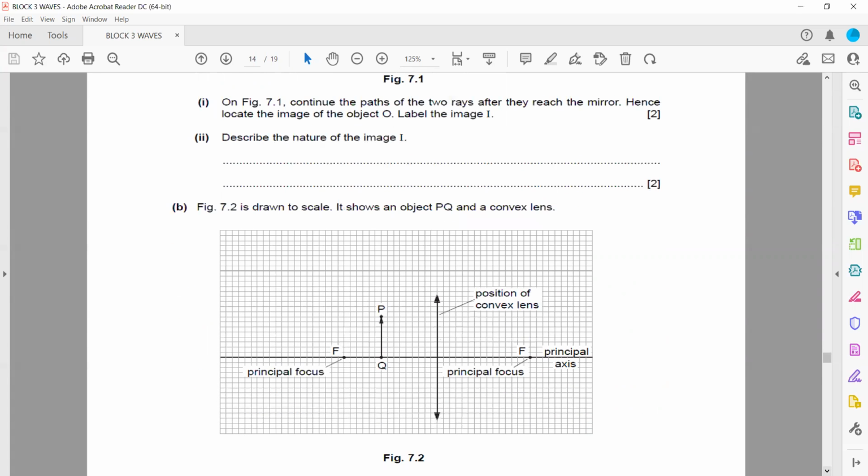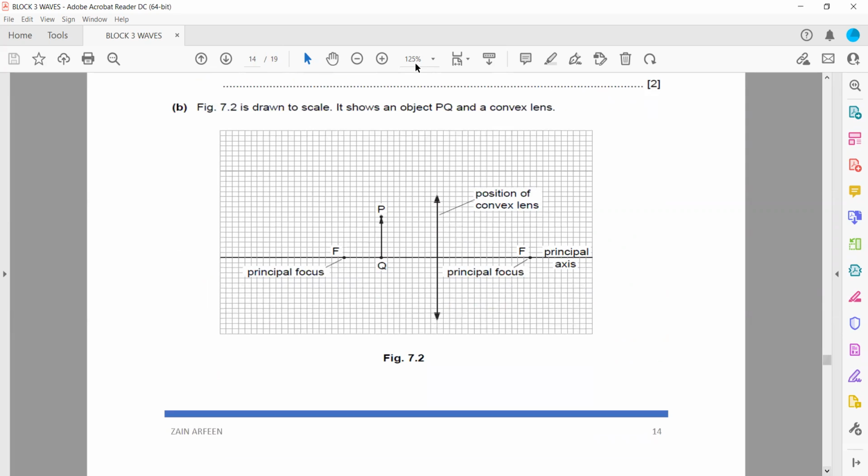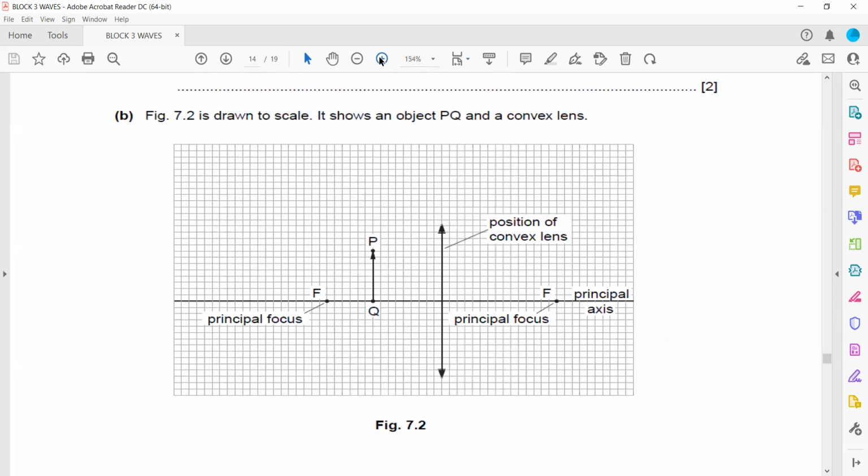Figure 7.2 is drawn to scale, like everything is with measurement. It shows an object PQ and a convex lens, and you can see the object is between the focus and the lens. So without drawing this, you can identify that this image should be a virtual image, which means it cannot be taken on a screen.